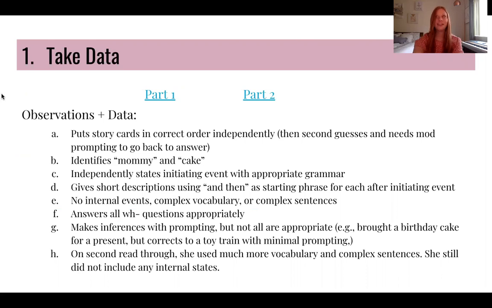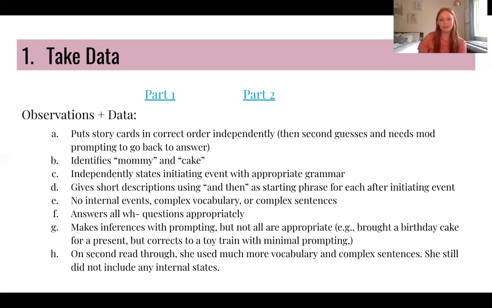Okay, great, welcome back. I hope you watched the two parts of the video. So a couple of observations and data points that I took was that the child put story cards in the correct order independently, but then she second guessed herself and she needed moderate prompting to go back to the correct answer that she originally had in the first place. That tells me that she kind of knows what's going on, but she's not confident in herself.